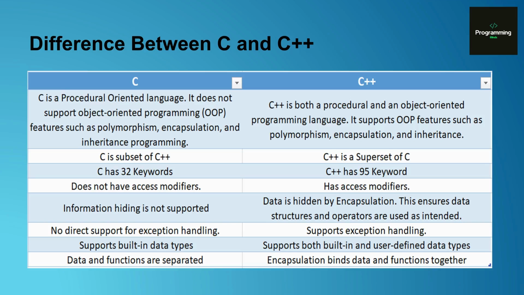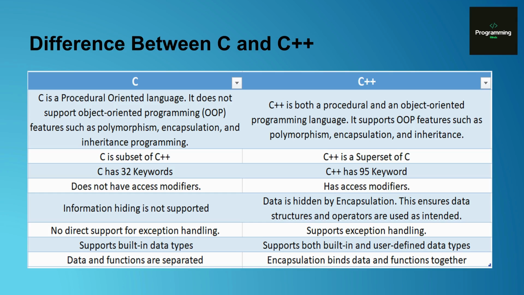Now the second point is C is nothing but the subset of C++, which means C has some features which are already supported in C++. Then C++ is a superset of C, that is C++ has some added features which are nothing but the OOP features. C has 32 keywords, whereas C++ has 95 keywords till date and it's still adding.